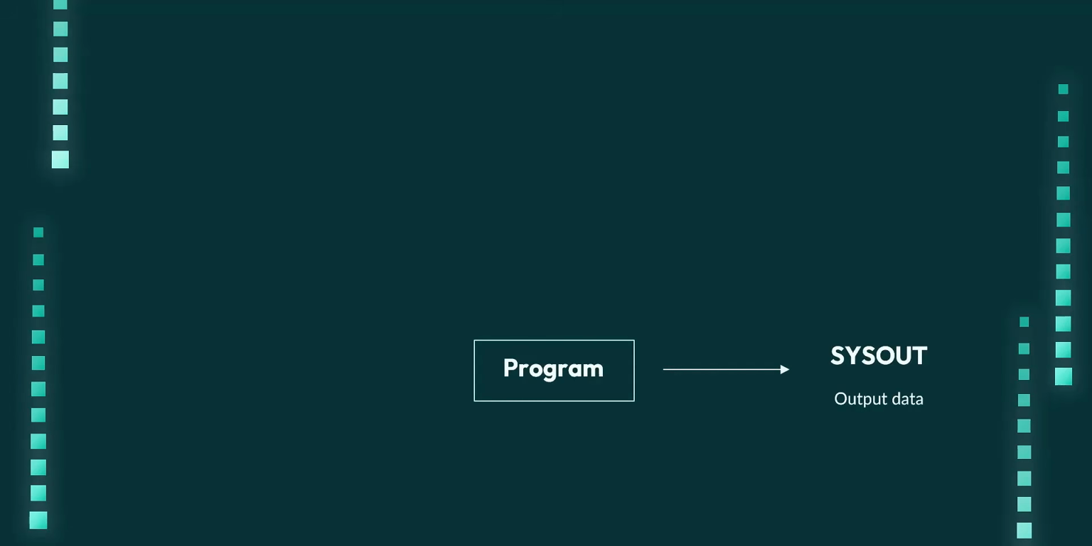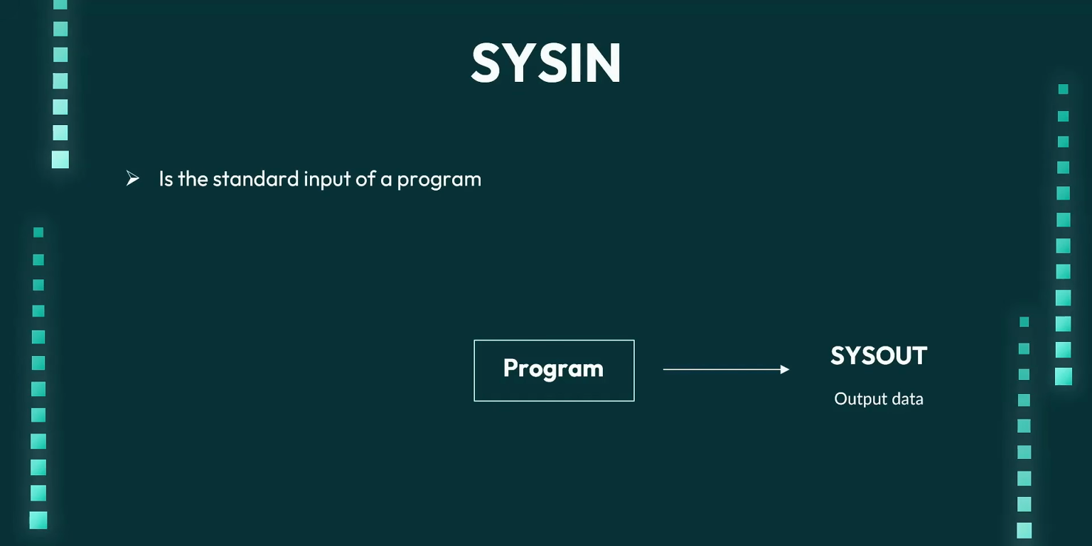In this lesson, we'll look at another way to assign values to variables using the accept statement. We've already seen that sysout is the standard output of the program. Well, there is also sysin, which is the standard input. Sysin allows you to pass data to the program via the execution JCL.